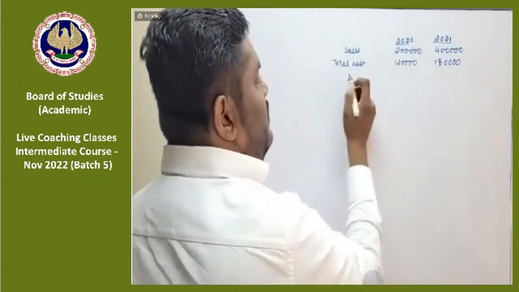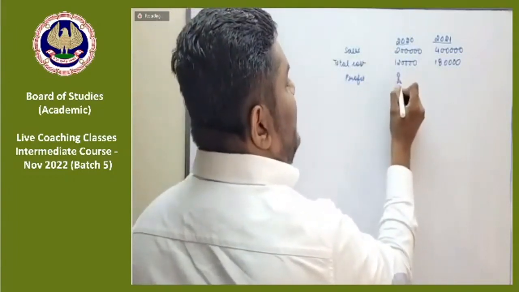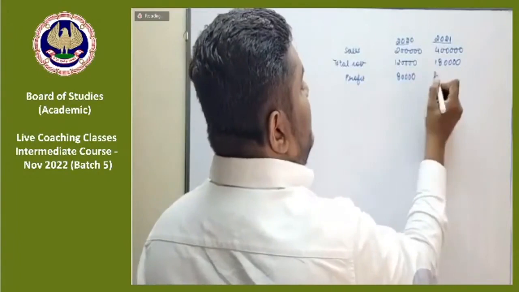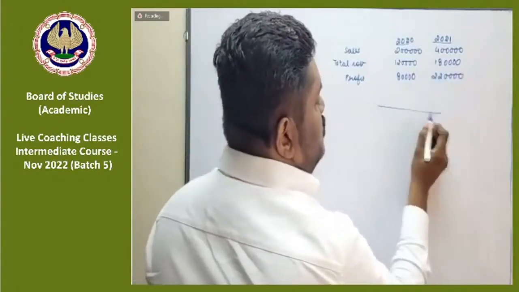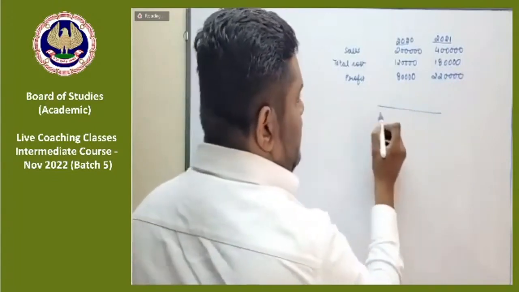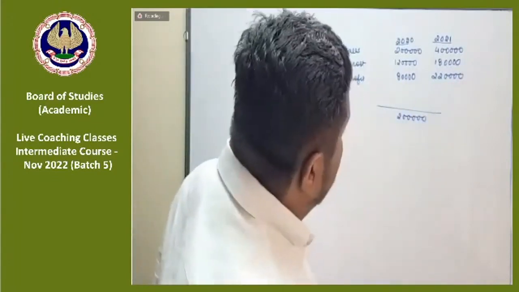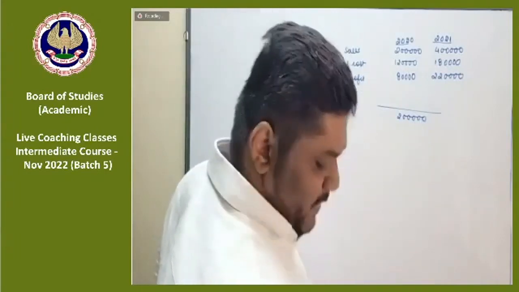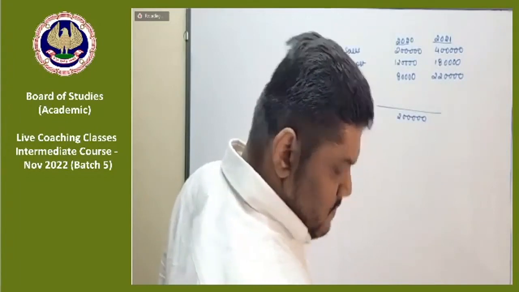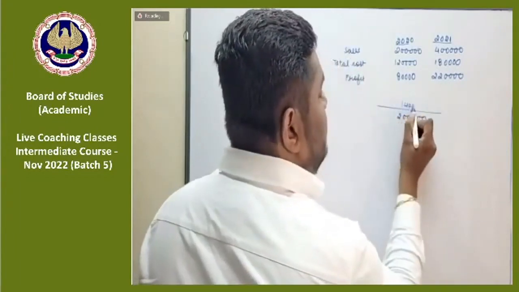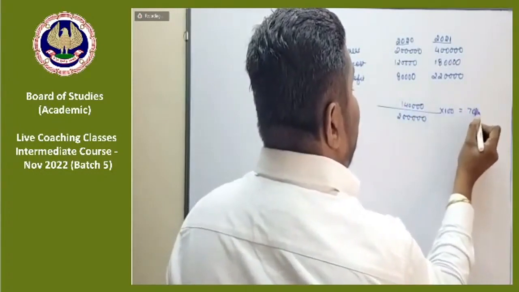So since the total cost is given, we will calculate the profit, and the profit will be 80,000 in the first year and 2,20,000 in the second year. So my change in sales will be 2 lakh and my change in profit will be 1,40,000. So 1,40,000 by 2 lakh into 100 will be 70%.